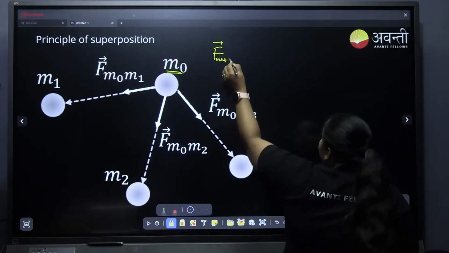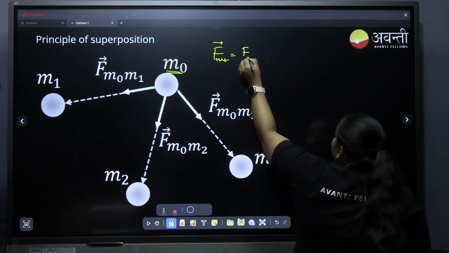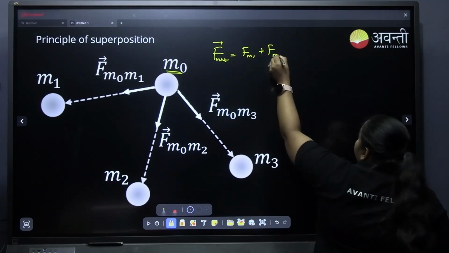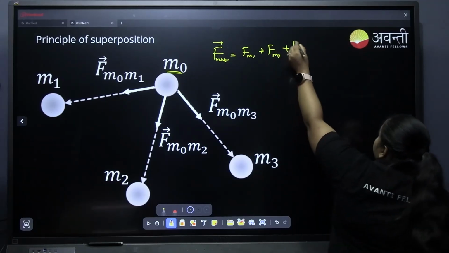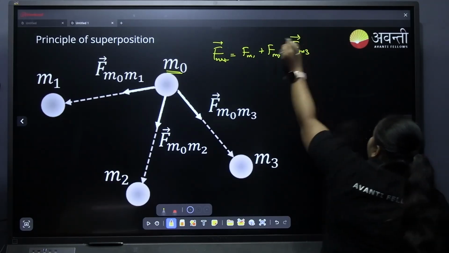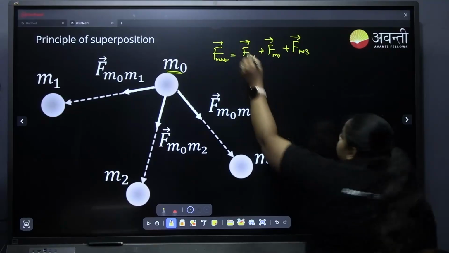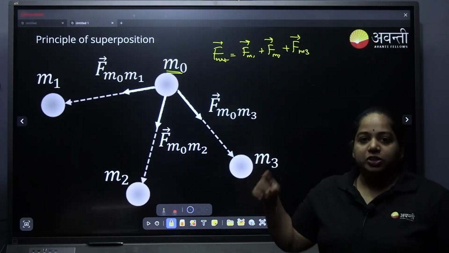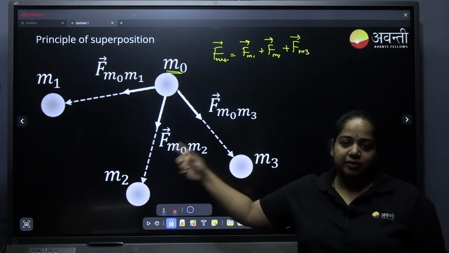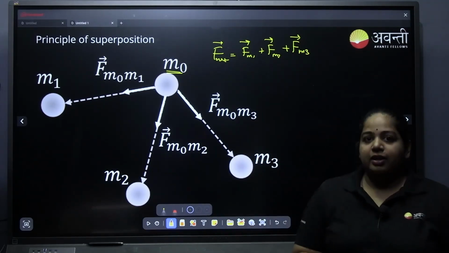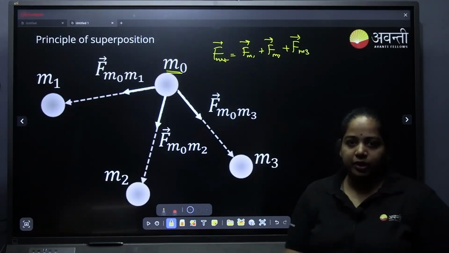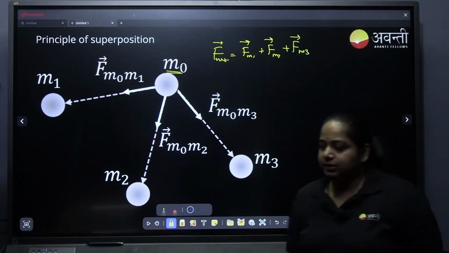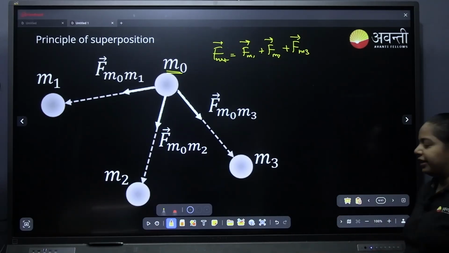F net will be equal to force due to M1 plus force due to M2 plus force due to M3, and it is vector addition. No, we are not adding the magnitudes. If you do vector addition of all forces acting on the object, we will get the net force acting on it. That's what is meant by superposition. Okay, there is no further explanation on this. I hope you also don't need that.